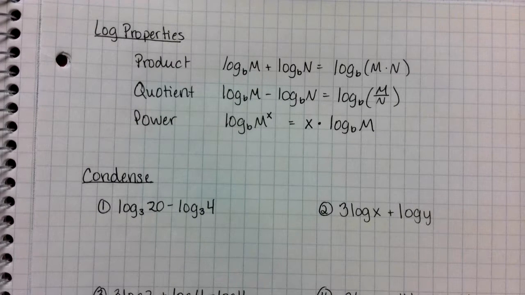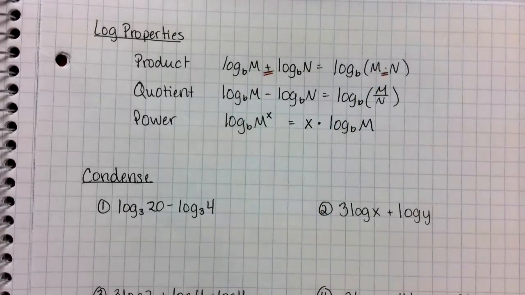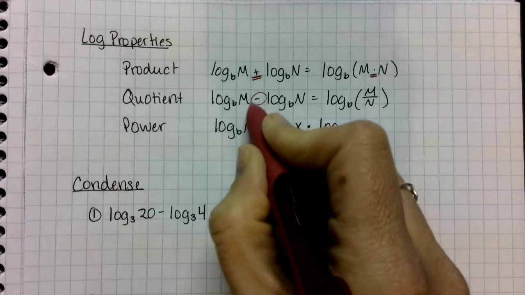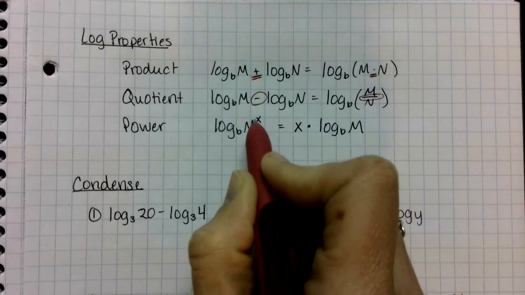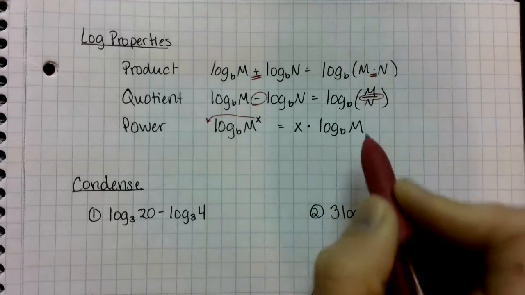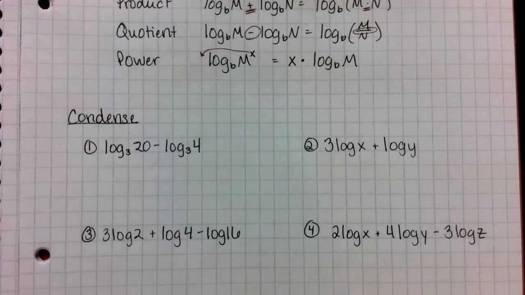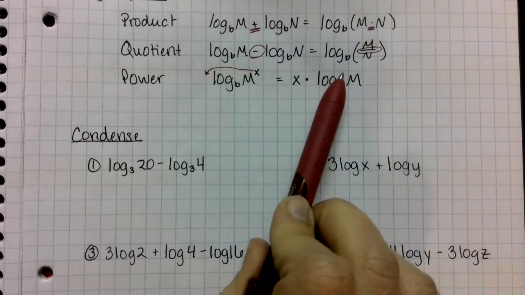So these are our properties, our three main properties: product property, quotient property, power property. So the big thing to remember is that addition and multiplication go together. Subtraction and division go together. And then our power property is the one that lets us take an exponent and move it out to the front. Okay? So when we want to condense logs, we are going from this version to this version.